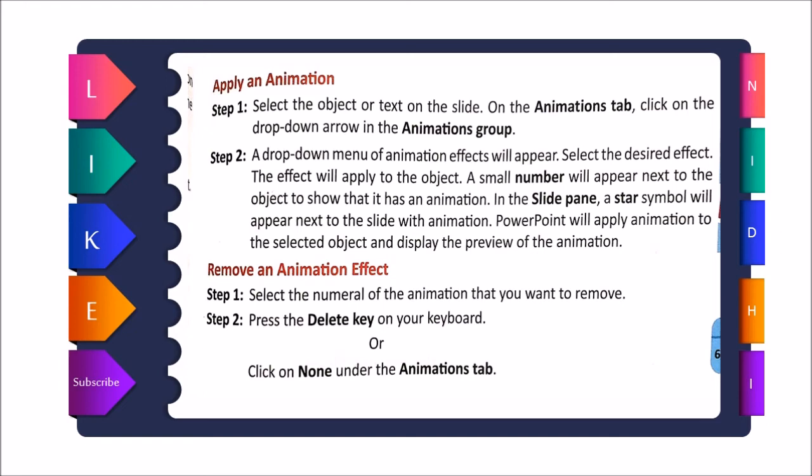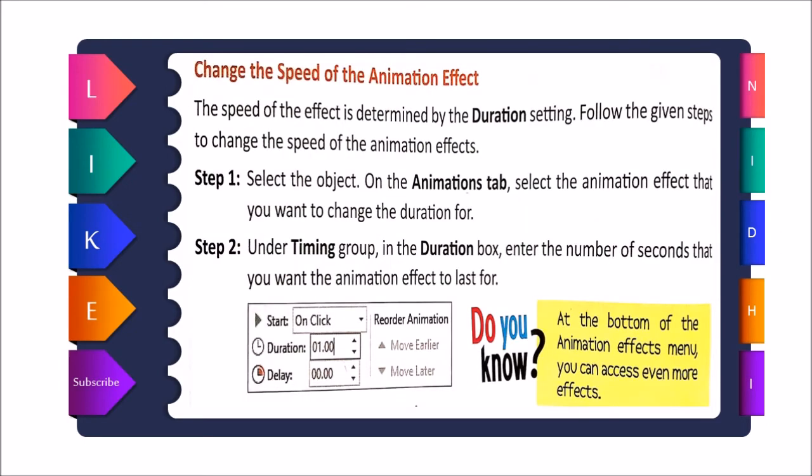Okay, next is we can change the speed of animation also. That means the objects that are appearing on the slide, we can change their speed. So the speed effect is determined by the duration setting. So we can change the duration setting that will appear in the animation tab.